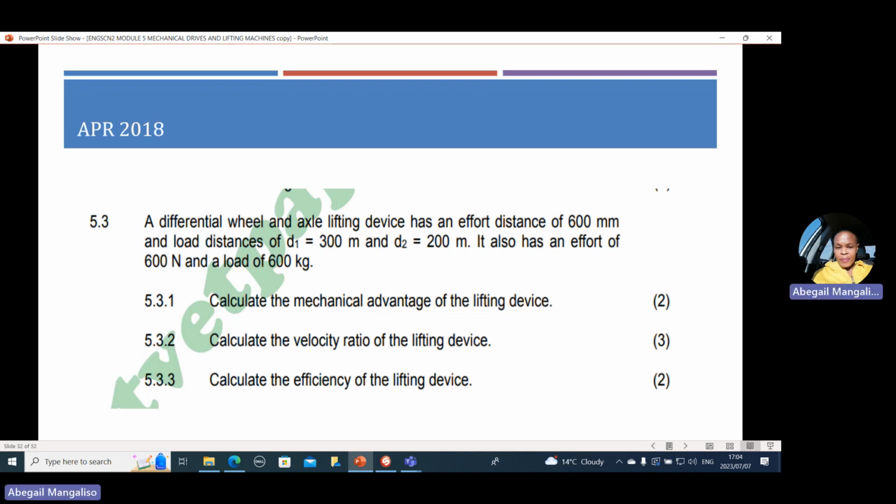So in this question, there's an error in the SI unit. The wheel cannot have a distance that is smaller than the axles. So the axles were also supposed to be in millimeters. So we're going to work with 300 millimeters and 200 millimeters, not in meters.